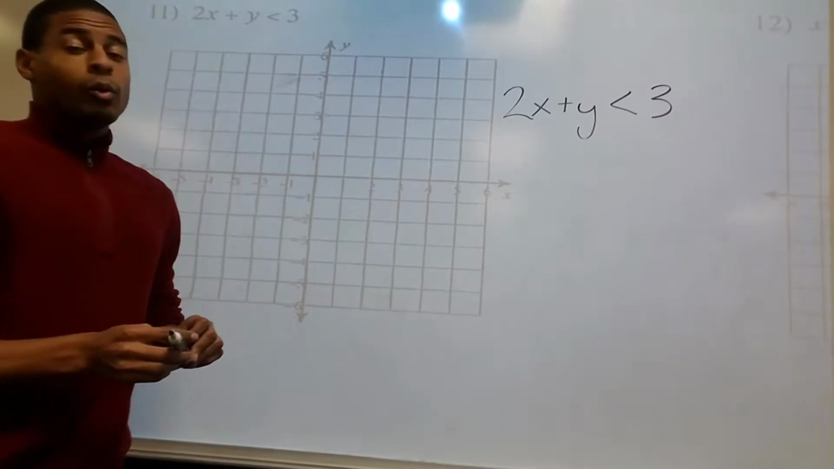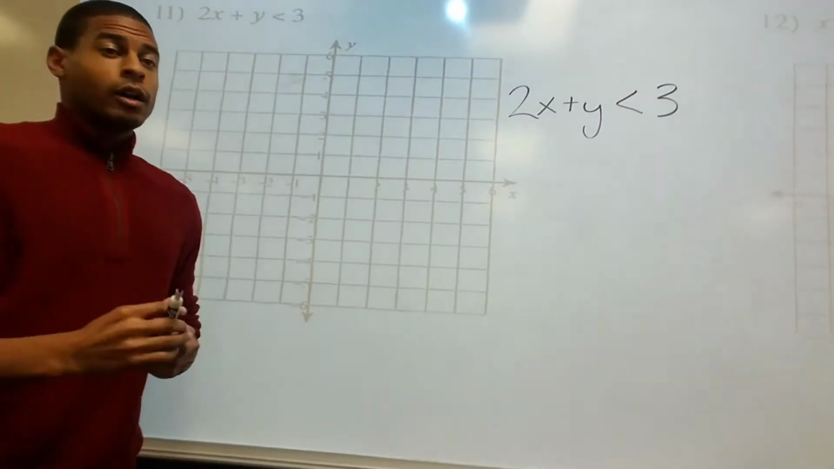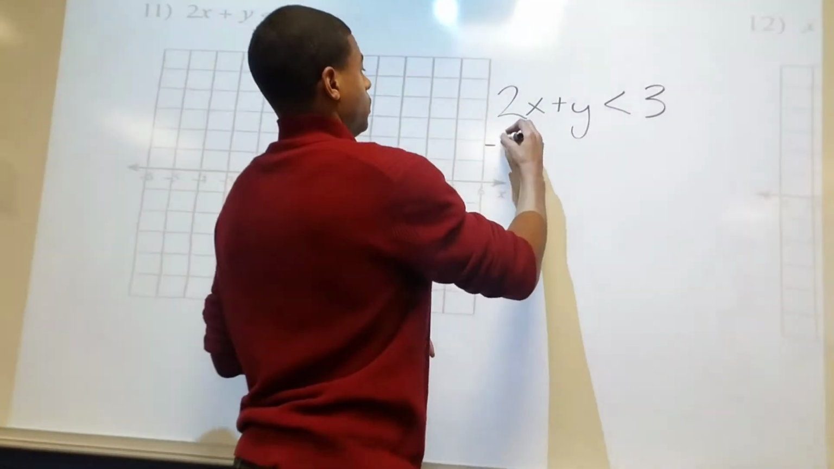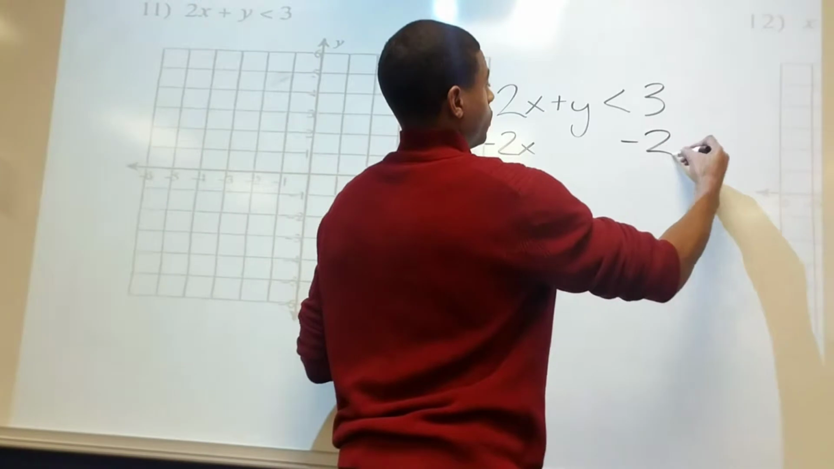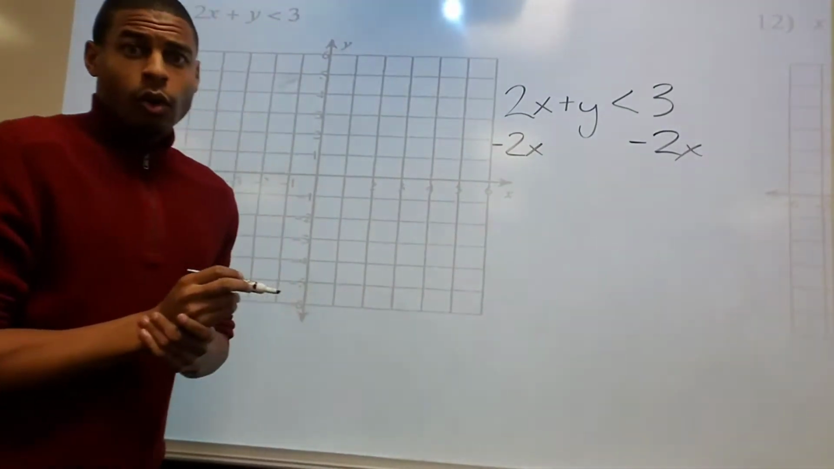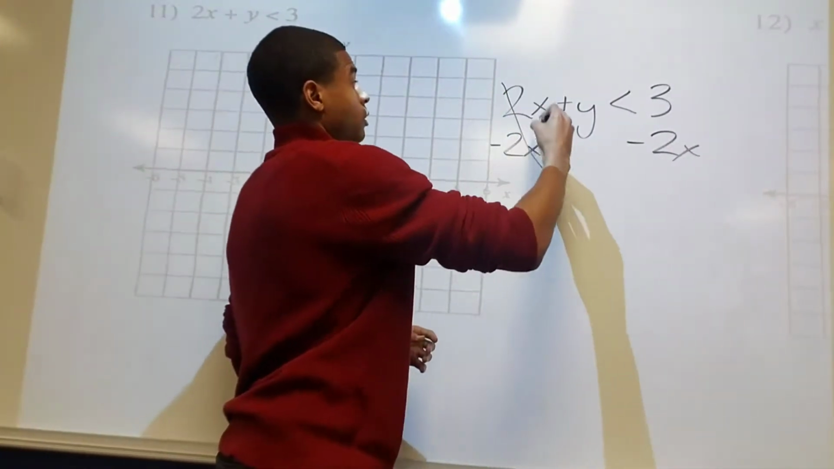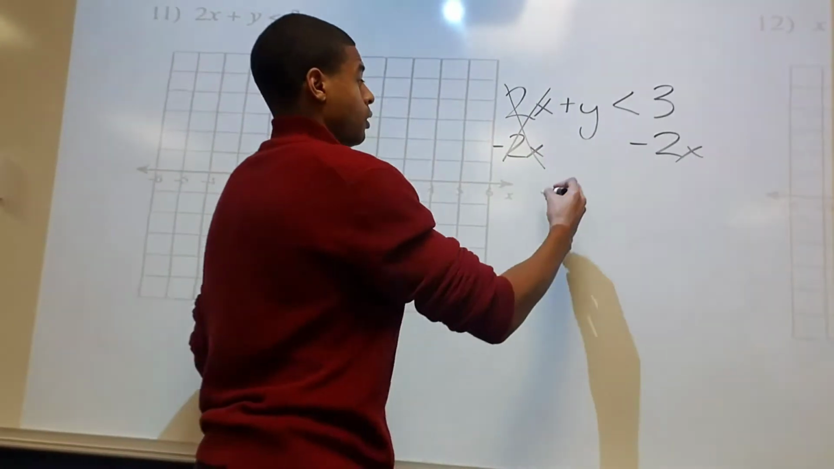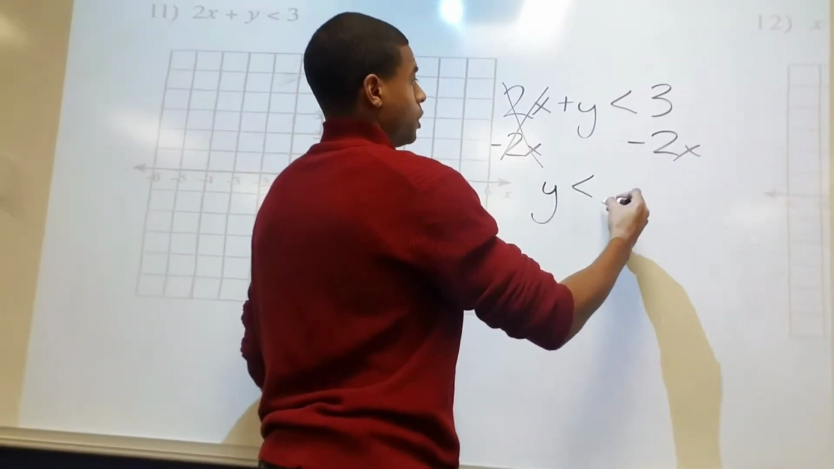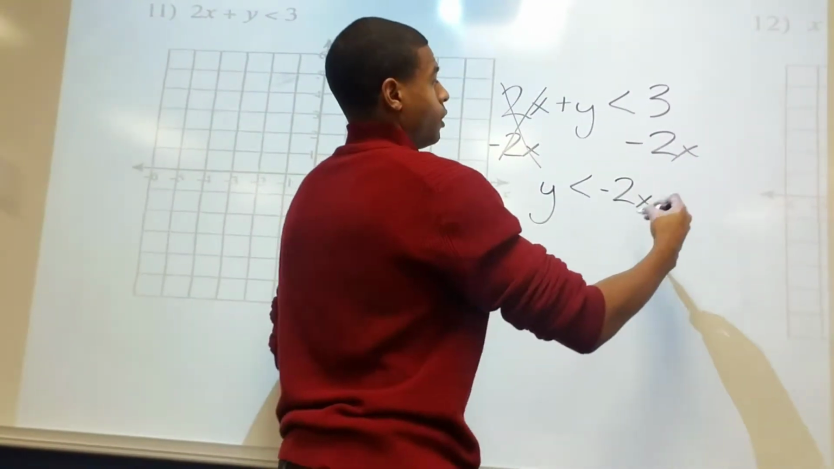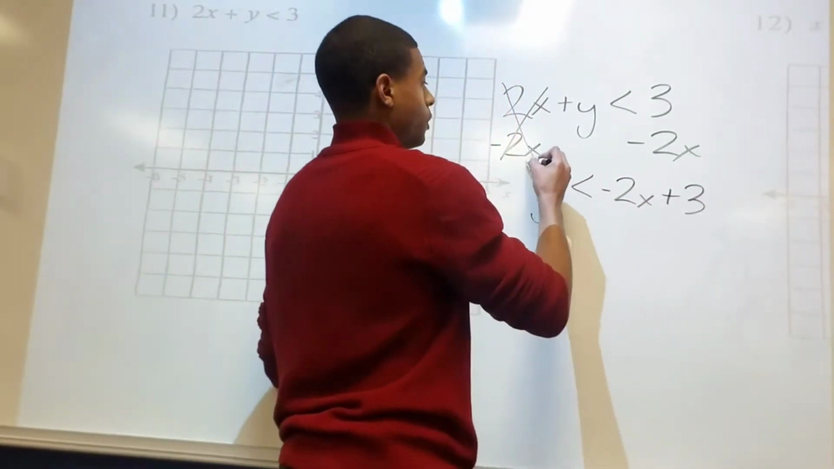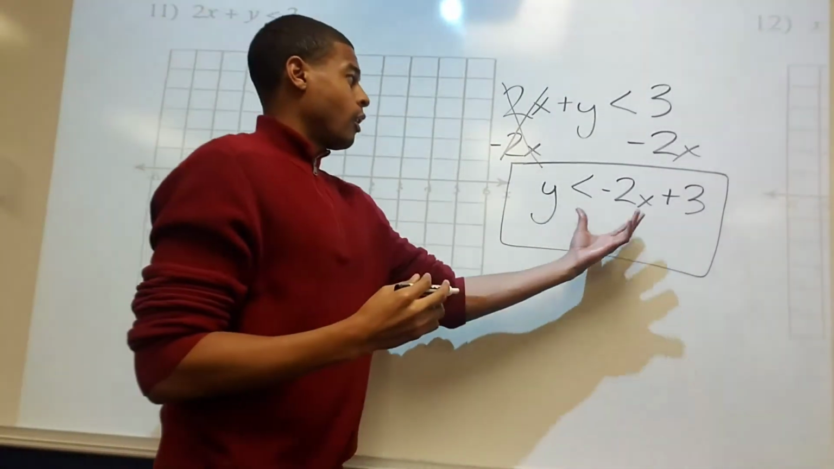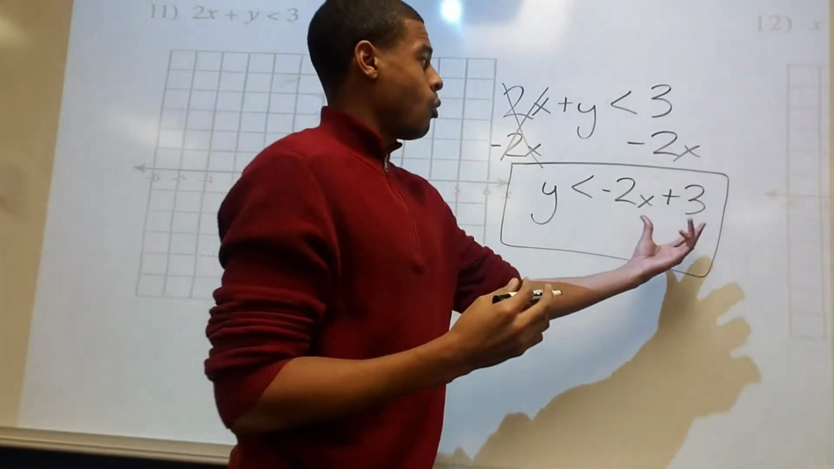So in order to do that, we have to get the x on the other side. In order to get the 2x on the other side, I'm going to subtract 2x on both sides. What that does is it eliminates the 2x, and now I have the y by itself. So now I have y is less than negative 2x plus 3. This is what we need. We need y by itself. We have our m, which is our slope, and we have our y by itself.